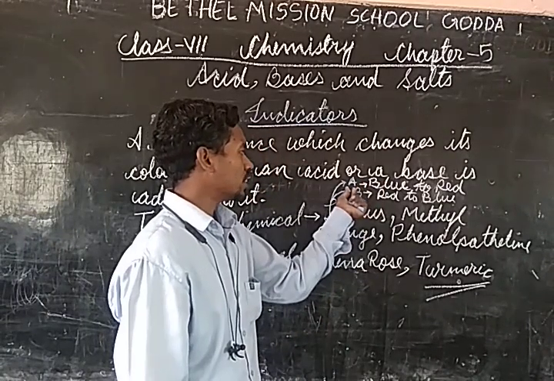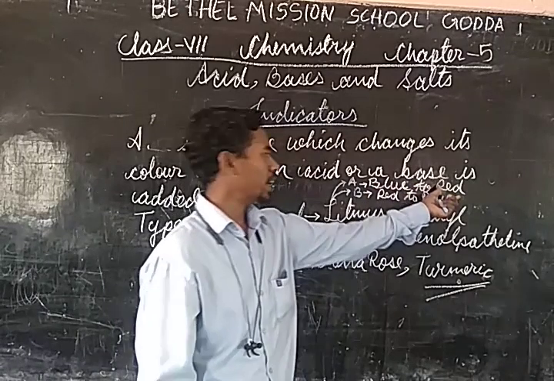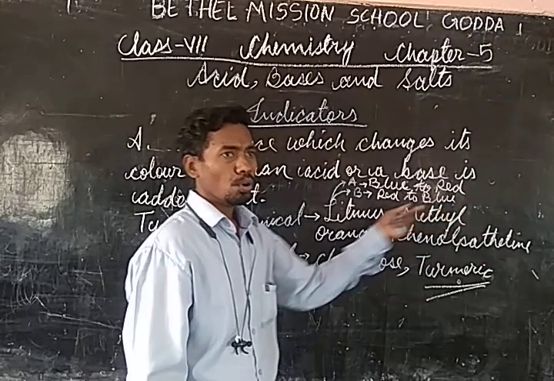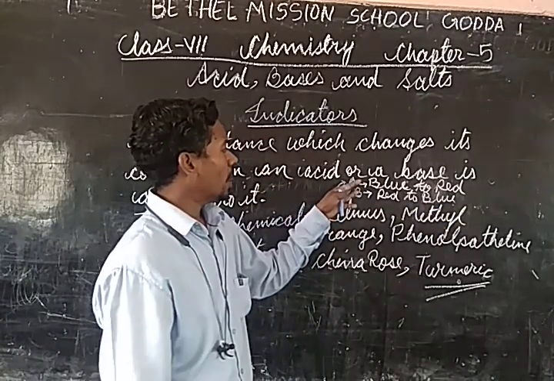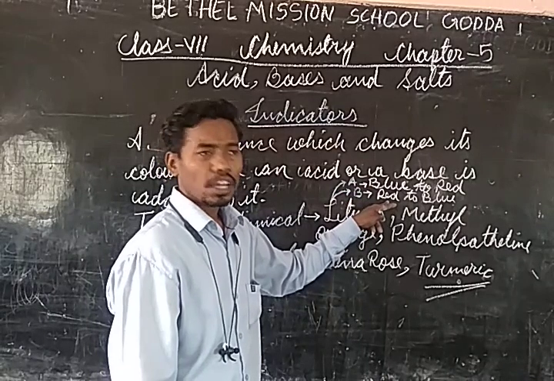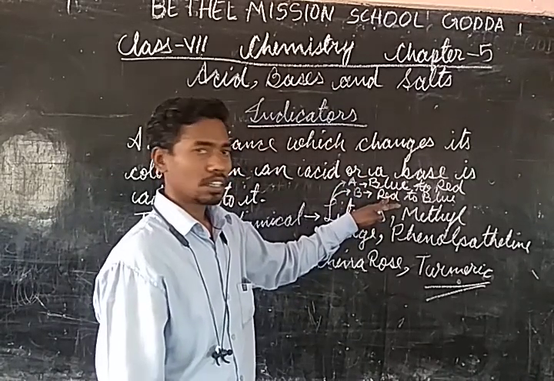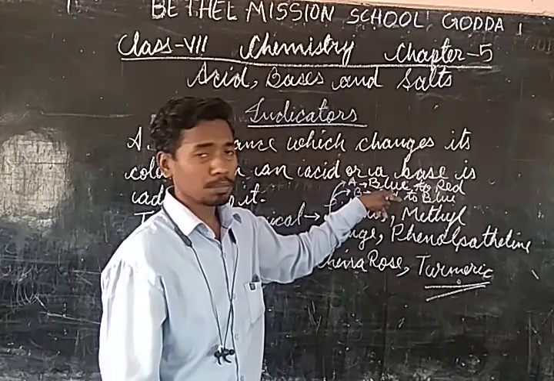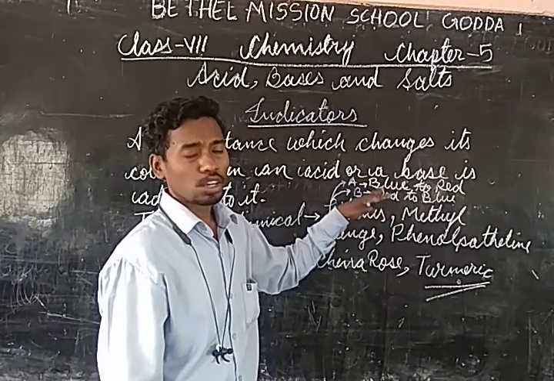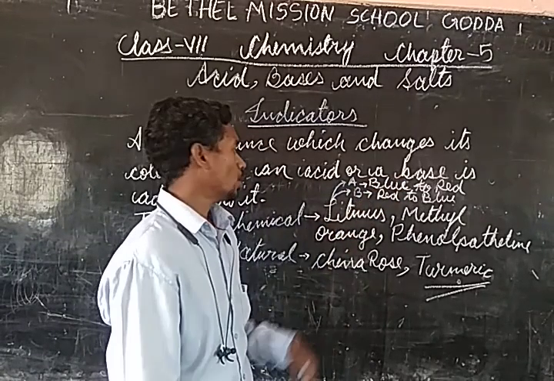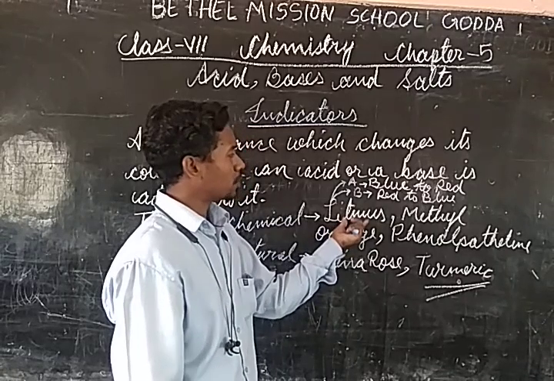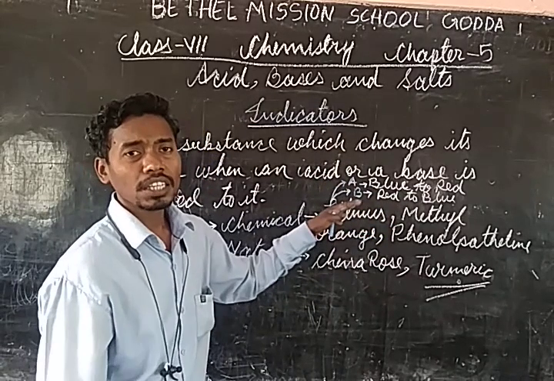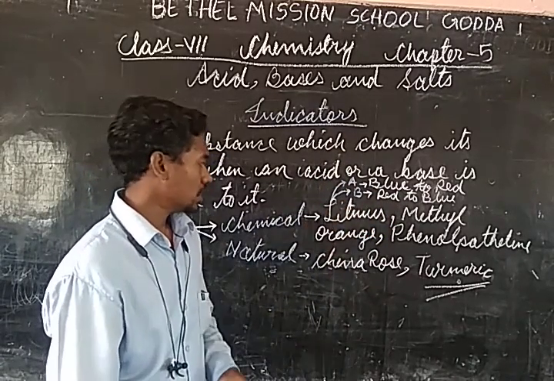If an acid is added to blue litmus, it changes to red. If a base is added to red litmus, it changes to blue. But what if an acid is added to red litmus? There will be no change in the color. And what if a base is added to blue litmus? There will be no change in the color of the litmus. Therefore you can see that litmus is a type of indicator which indicates whether the given substance is an acid or a base.